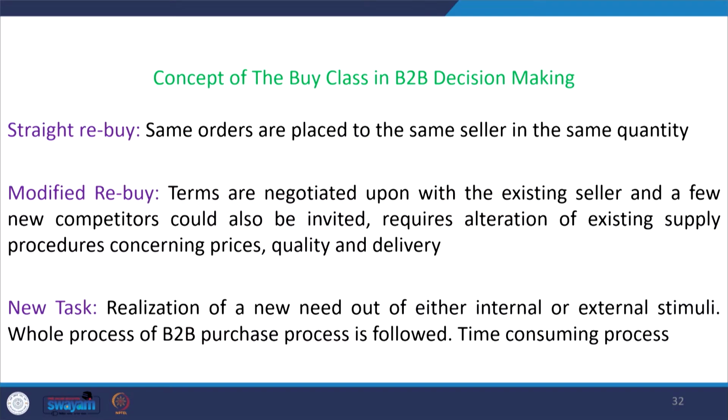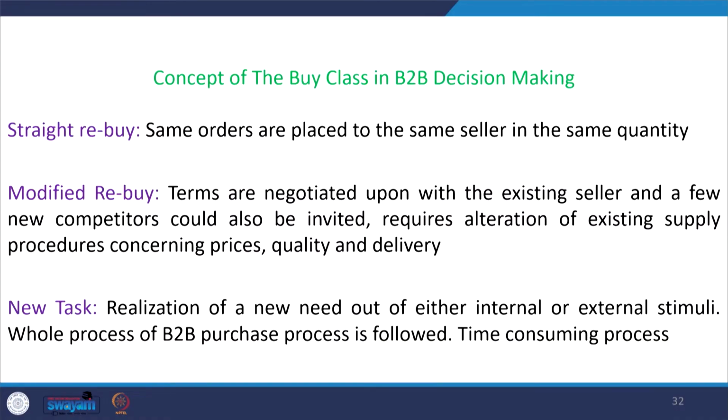But modified rebuy is a situation where the terms could be negotiated upon with the existing seller, and some new competitors could also be invited. So this might require an alteration of existing supply procedures concerning prices, quality and delivery. Now in this case, with respect to the salesman, what becomes important is that he should still strive to be on the preference list. Whereas if you look at competitors, they would get into the market and they'll definitely try to offer something better to keep you out of the line now.